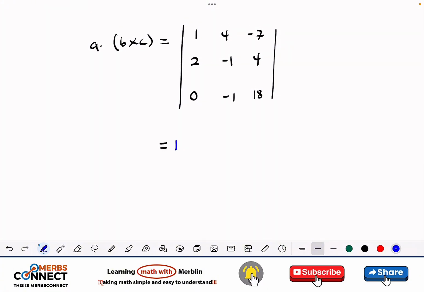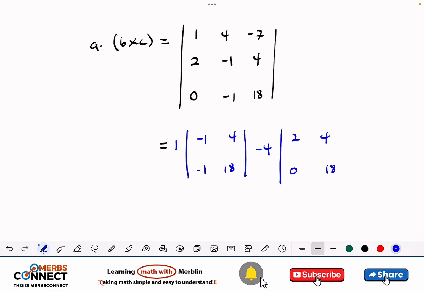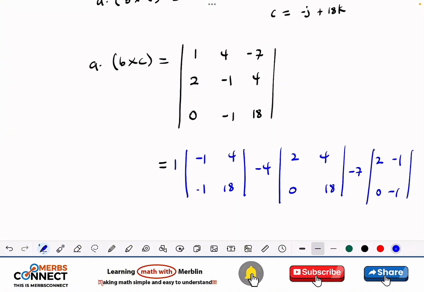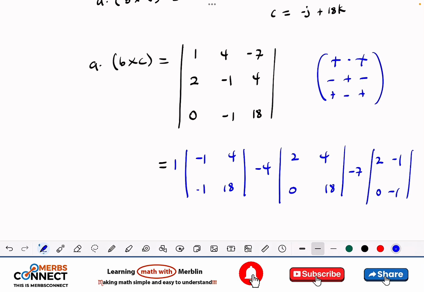So this is going to be 1. Then I have minus 1, 4, minus 1, 18, minus 4. Then I have 2, 4, 0, 18. Then I have minus 7. Then I have 2, minus 1, 0, minus 1. Always don't forget the cofactors. It's very important. Minus, plus, minus, plus. Good. These are the cofactors.